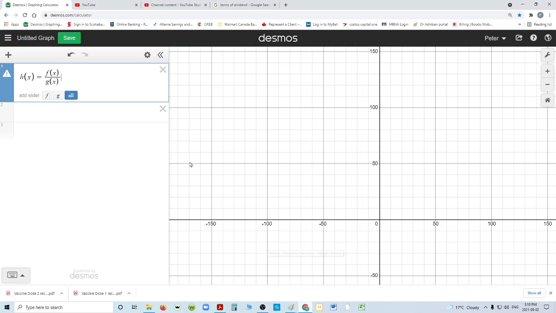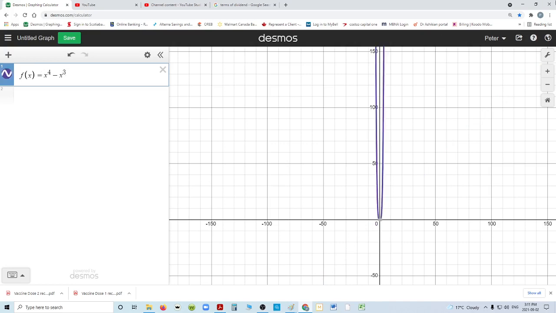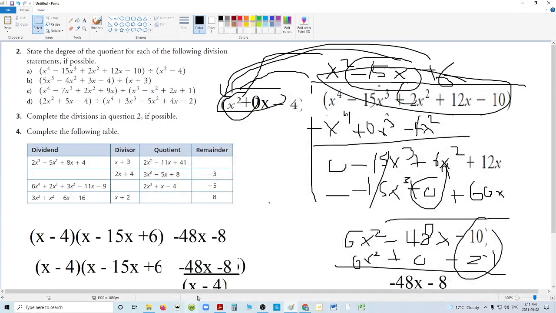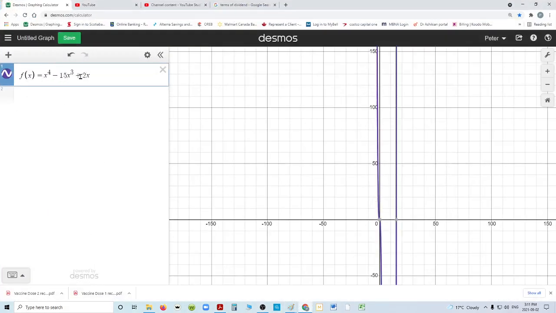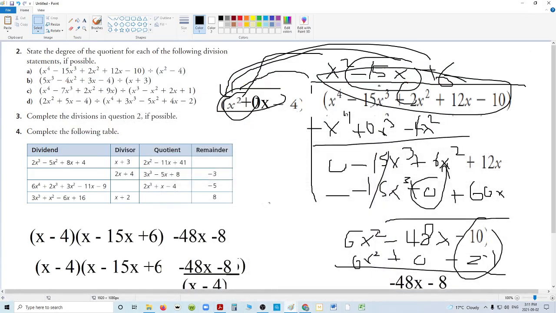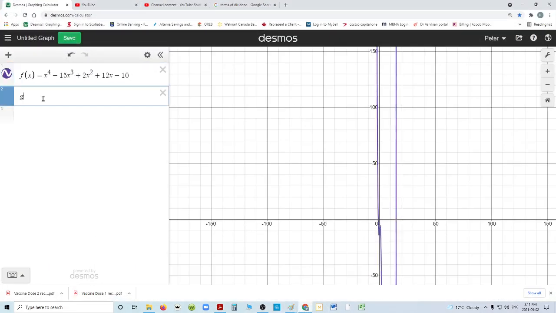So the first thing I got to try to put in is the original graph. So I'm going to go back, and I'm going to say f of x is equal to x to the 4 minus x cubed. I think that was the start of it. Minus 15x cubed plus 2x squared, and then I'm going to have plus 12x. And then we have minus 10, which I believe is it. Then I'm dividing by x squared minus 4. So I'm going to make my g of x equal to x squared minus 4. Just like that.